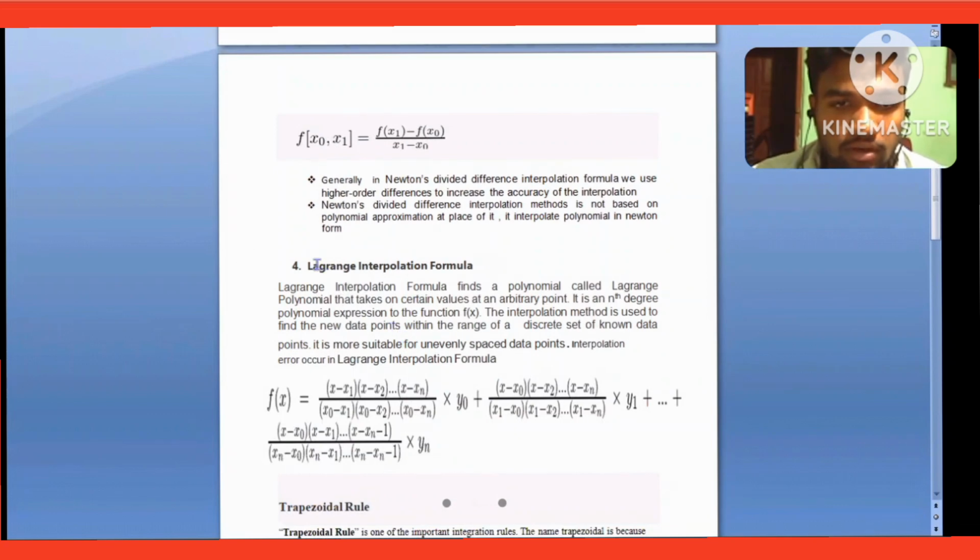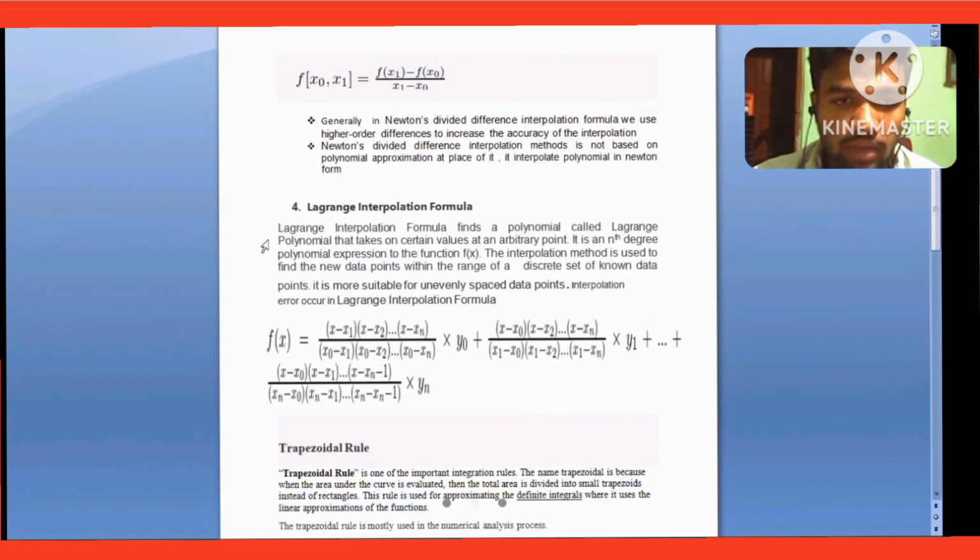format. Fourth one is Lagrange interpolation formula. Lagrange interpolation formula finds a polynomial called Lagrange polynomial that takes a certain value at arbitrary points. It is an n-degree polynomial expression of the function f of x. The interpolation method is used to find a new data point within the range of a discrete set of known data points. It is more suitable for unevenly spread data points. Also, interpolation error occurs in Lagrange interpolation formula.